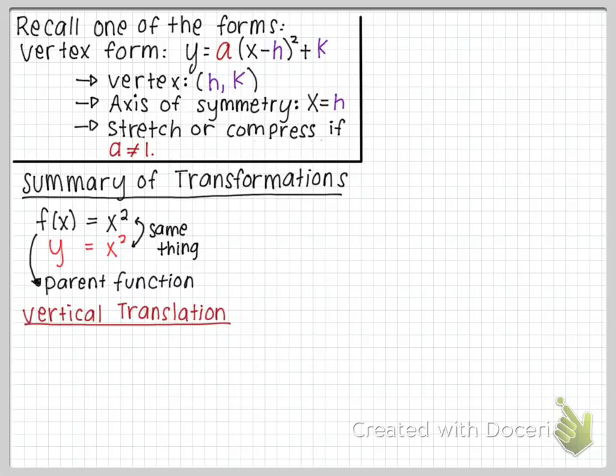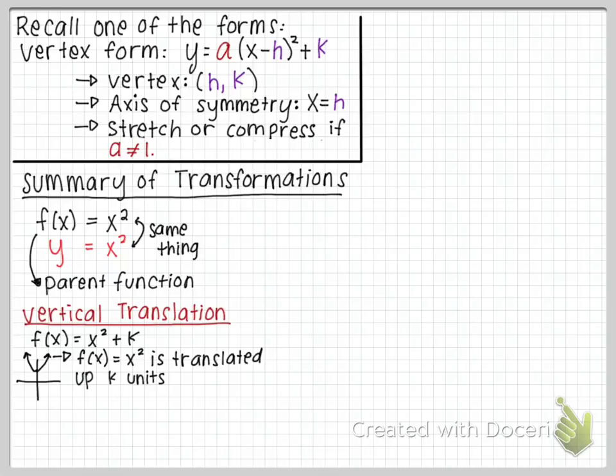Okay? So remember we said f of x equals x squared or y equals x squared. That's our parent function. And remember, a parent function is the simplest form. So we cannot get any simpler than y equals x squared. That's called a parent function. Okay? So let's first talk about a vertical translation. So vertical, remember, is either up or down, right?